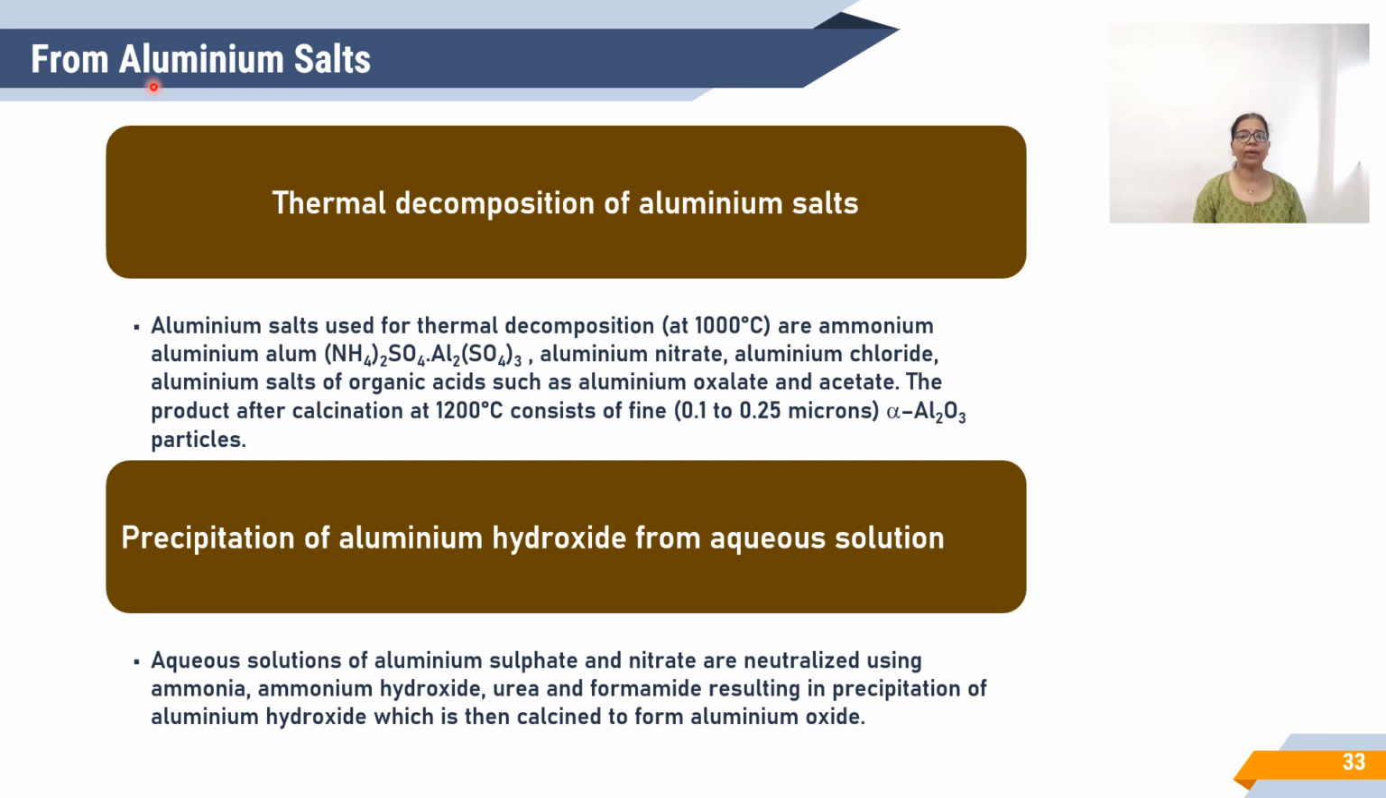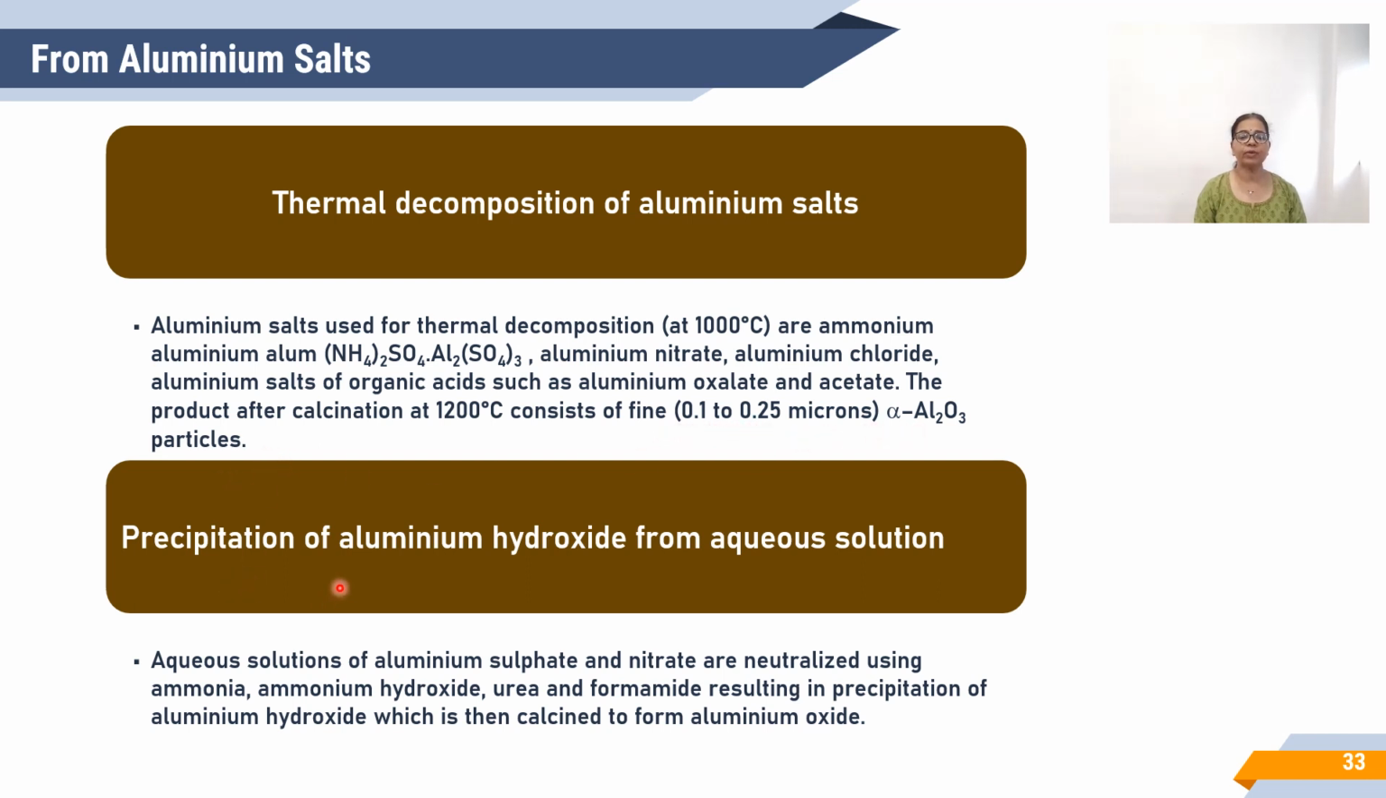Now if we see one by one, from the aluminium salts, that is thermal decomposition of aluminium salts, the salts which are used for thermal decomposition at 1000 degrees centigrade are ammonium aluminium alum, aluminium nitrate, aluminium chloride, and aluminium salts of organic acids such as aluminium oxalate and acetate. The product after calcination at 1200 degrees centigrade consists of fine 0.1 to 0.25 micron alpha alumina particles.